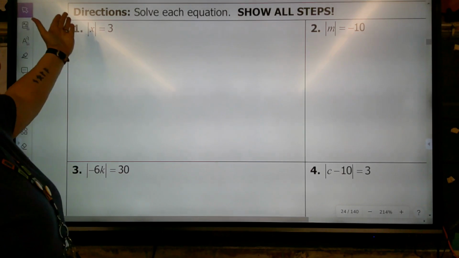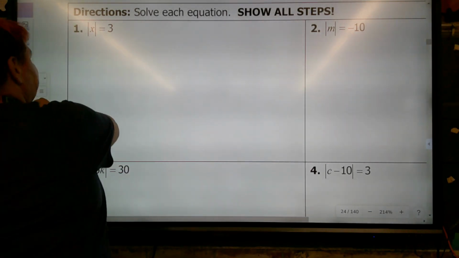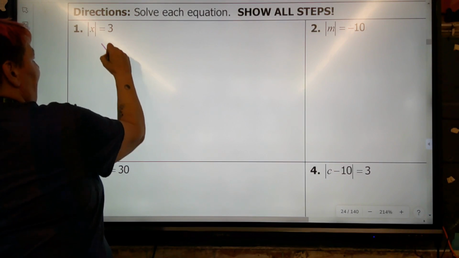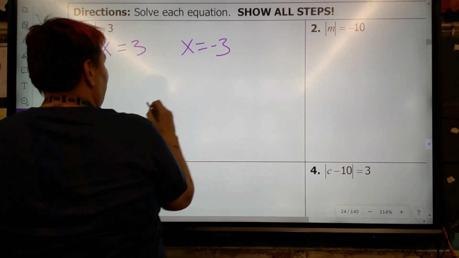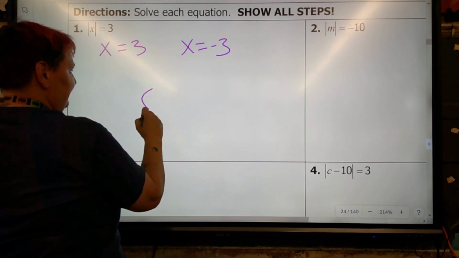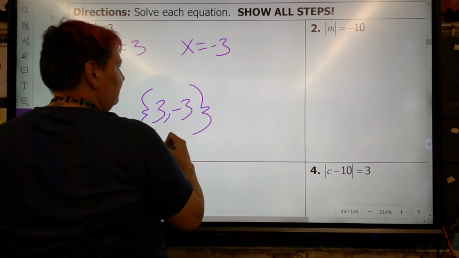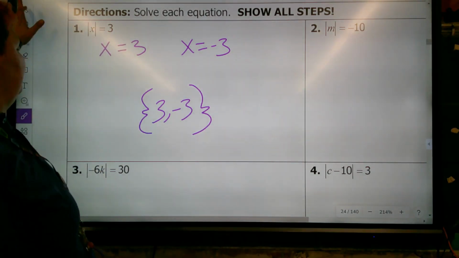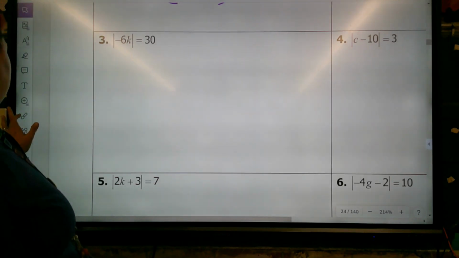Follow. If it's isolated, you're already halfway there. Then you need to set it to the positive answer and the negative answer. And then you know that x could be 3 or negative 3, so you need to write it as a solution set. 3 and negative 3. And then it's isolated.